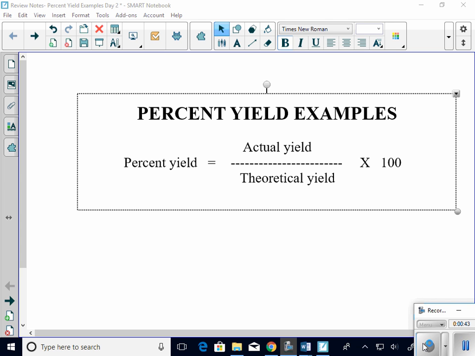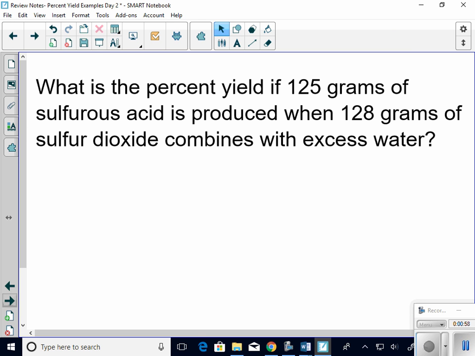So the percent yield is the actual yield divided by the theoretical yield multiplied by 100. So for the very first example, I'll give you a second to write it down. Once you write it down, take out your reaction prediction help sheet, because we have to come up with this reaction.